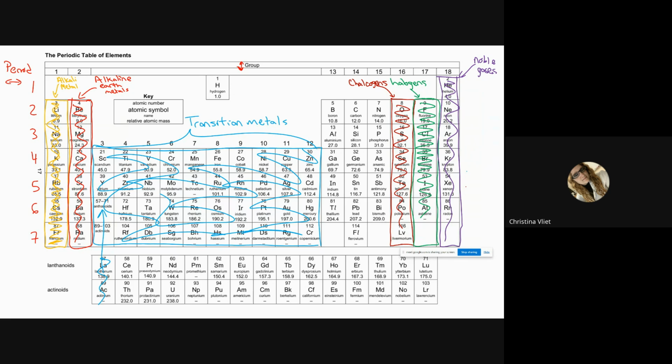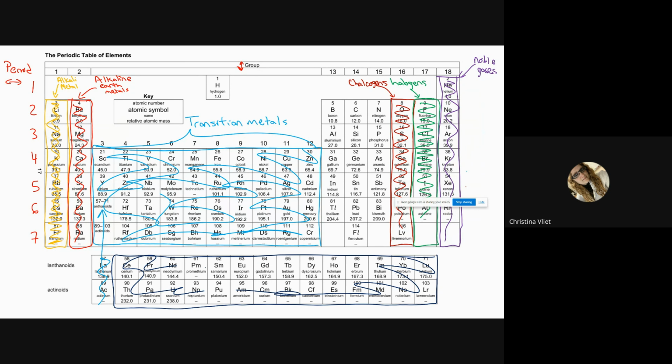What about the F block metals? They have their own name too. The F block metals. This section is called the inner transition metals. So the inner transition metals are down at the bottom. The transition metals are the D block, and the inner transition metals are the F block. That's an easy way to remember it. We've now covered most of our elements. We have just a little bit more to look at.